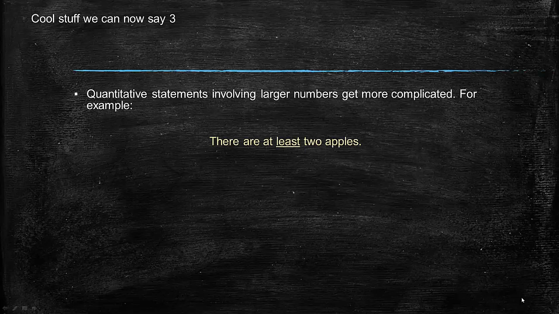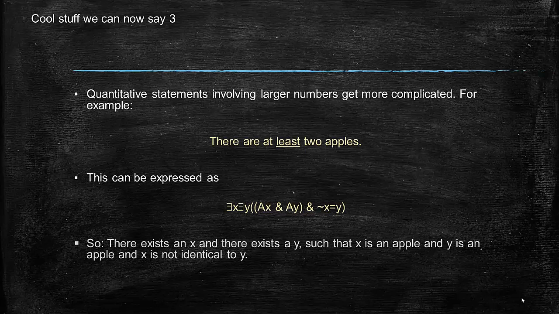So how would we say that? Well, essentially what we want to say is that there exists an X and there exists a Y such that X is an apple and Y is an apple. And they're not the same, right? They're not identical. So there exists an X and there exists a Y such that X is an apple and Y is an apple, and it's not the case that X equals Y. Now that leaves open the possibility that there's millions of apples, but there are at least two. All right?